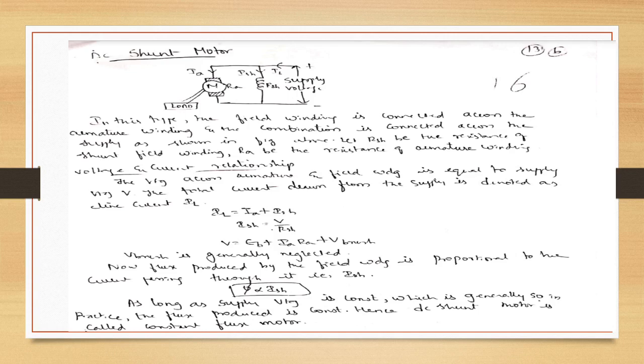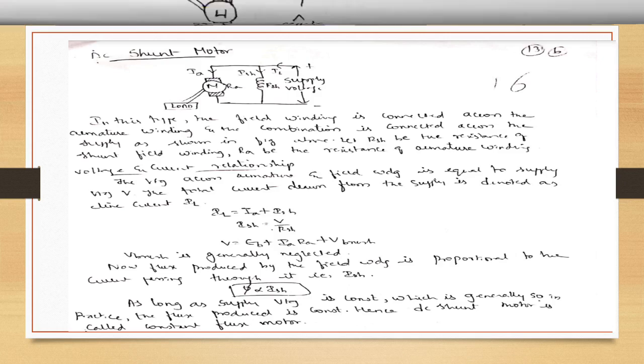The flux produced by the field winding is proportional to the current flowing through it. That is, ISH is always proportional to the flux: phi is proportional to ISH. I have put it in a box because this is a very important point. As long as the supply voltage is constant, which is generally the case in practice, the flux produced is also constant. So the DC shunt motor is called a constant flux motor.